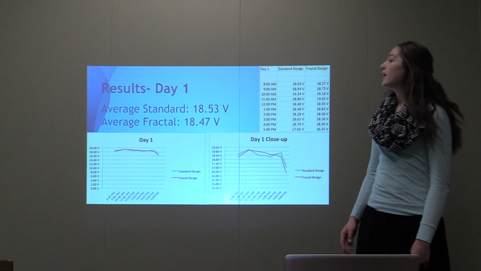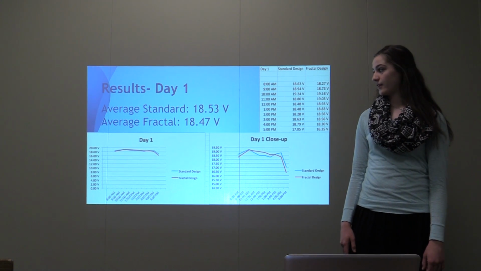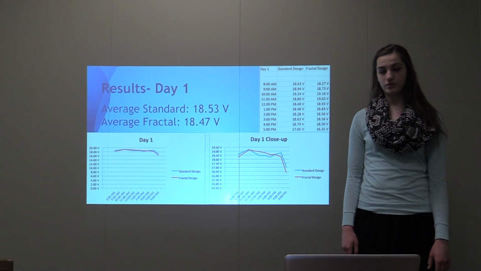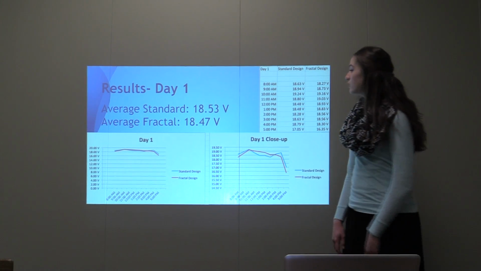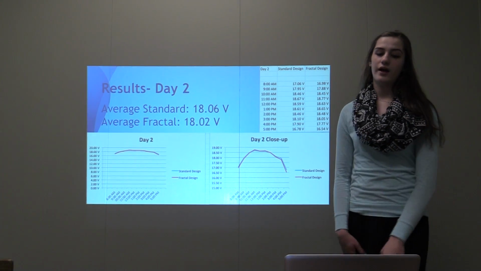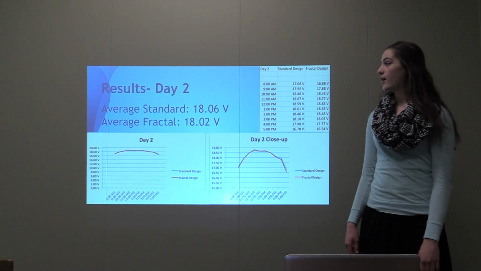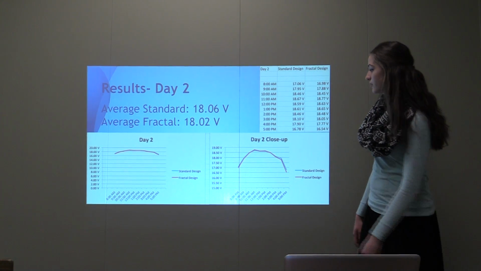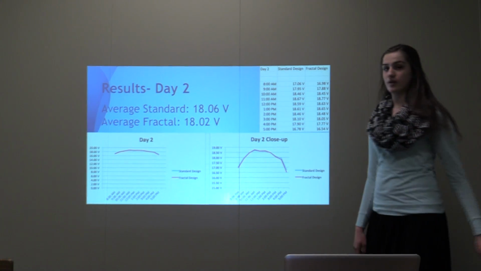On day 1, I found that the rooftop design and the fractal design differed by 0.07 of a volt. Here are the graphs. So you can see it was very close. On day 2, I found that they differed by 0.04 of a volt. Again, it was very close. They stayed with each other for most of the day.